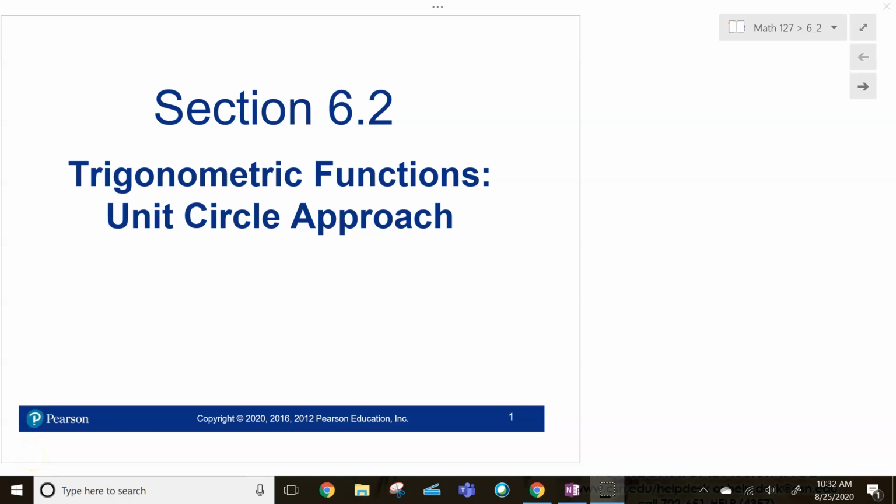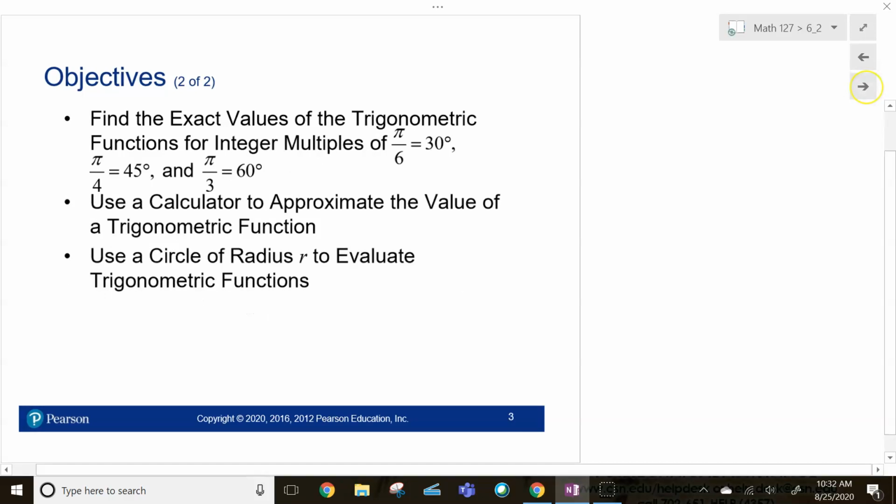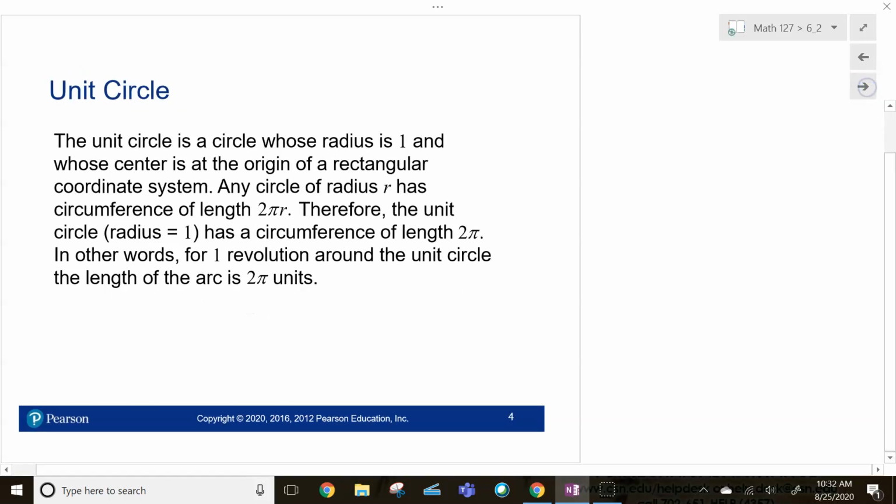Hey, welcome back to your favorite trigonometry class. We're going to look at trig functions with a unit circle approach today. We're going to define the trig functions using the unit circle. So here are our objectives for this section, quite a few here.